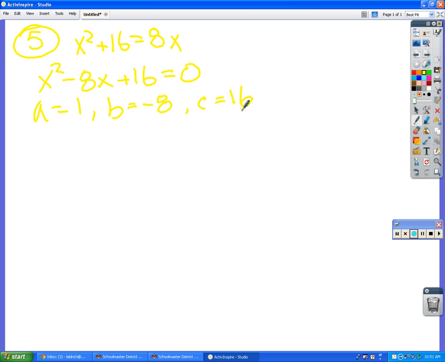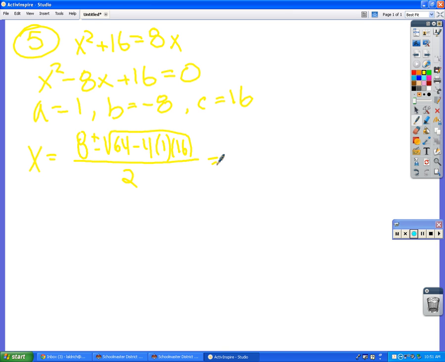Okay? So if I'm going to go quadratic formula on this to find my solutions, the opposite of B is 8, plus or minus the square root of, what is B squared? But what is negative 8 squared? That's 64. Remember, that's always going to be positive even when B is negative. Minus 4 times 1 times 16 all over what? 2a, and 2 times 1 is 2.